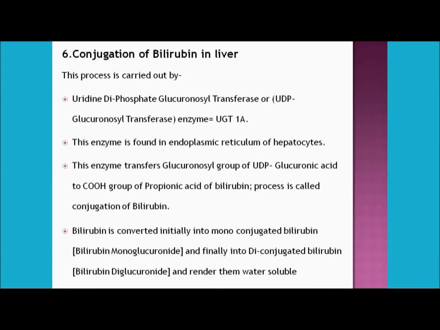Now this bilirubin is converted initially into monoconjugated bilirubin, which is also known as bilirubin monoglucuronide, and finally into the diconjugated form, that is the diconjugated bilirubin, also known as bilirubin diglucuronide, and this renders them water soluble. Thus it makes it water soluble.